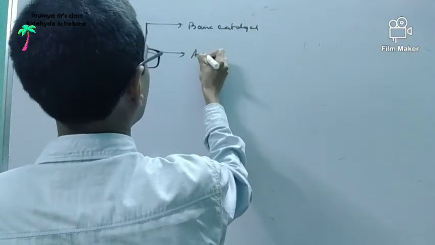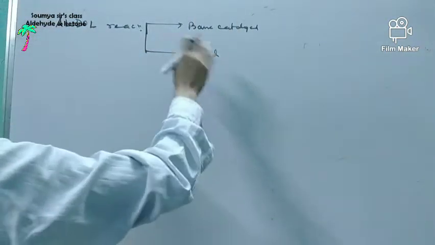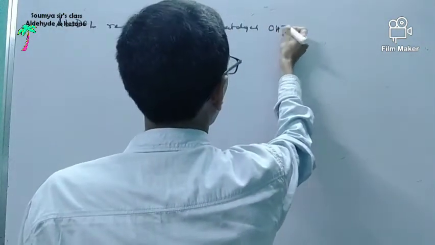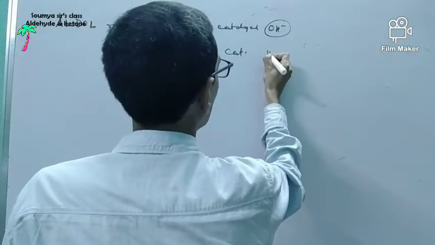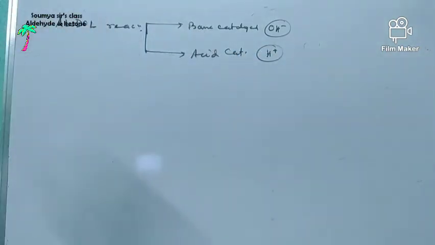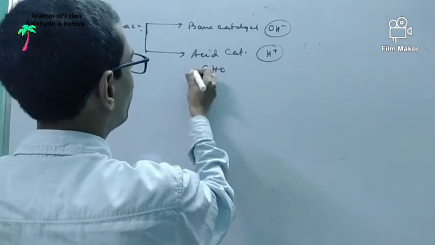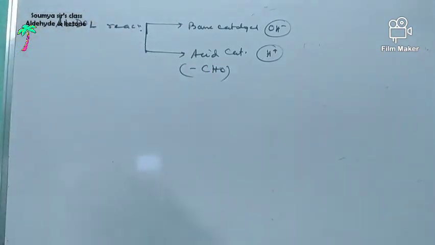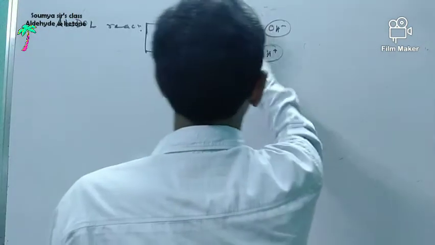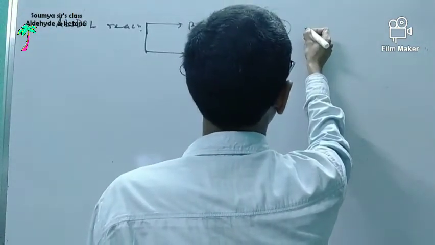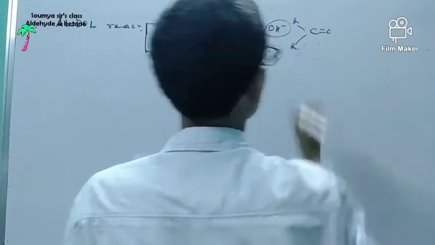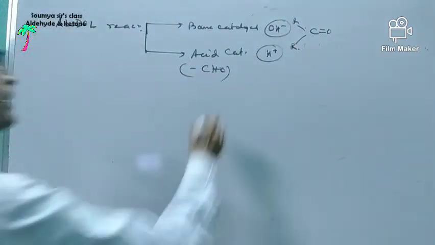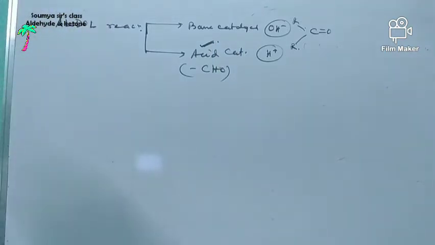One is acid catalyzed, which means the medium is H plus, and the other is base catalyzed, where the medium ion is OH minus. In case of aldehyde group, the base catalyzed reaction takes place. In case of acid catalyzed, the ketone group takes place. That means C double bond O, R. At first we will discuss this base catalyzed reaction.